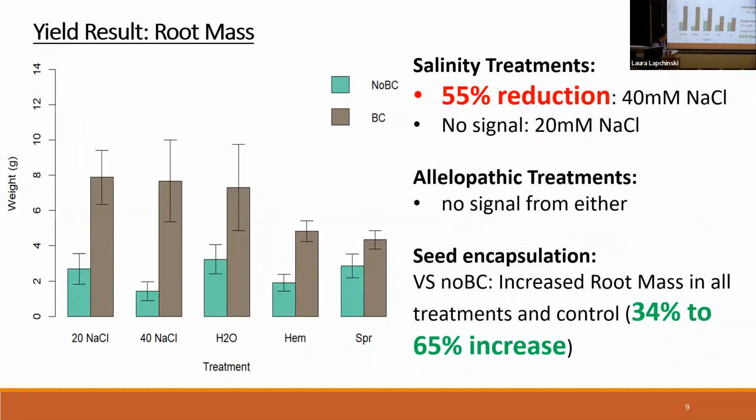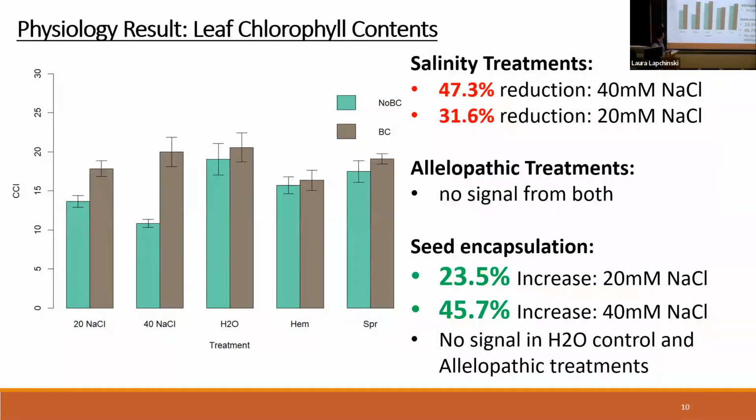And in fact, even my distilled water control, this went up by around 50%. And the one that was doing the worst before, which is my 40 millimole of sodium chloride treatment, jumped up by 65% as well. And then finally, it's all covered up. Finally, looking at my leaf chlorophyll content, that's what it's saying over there.